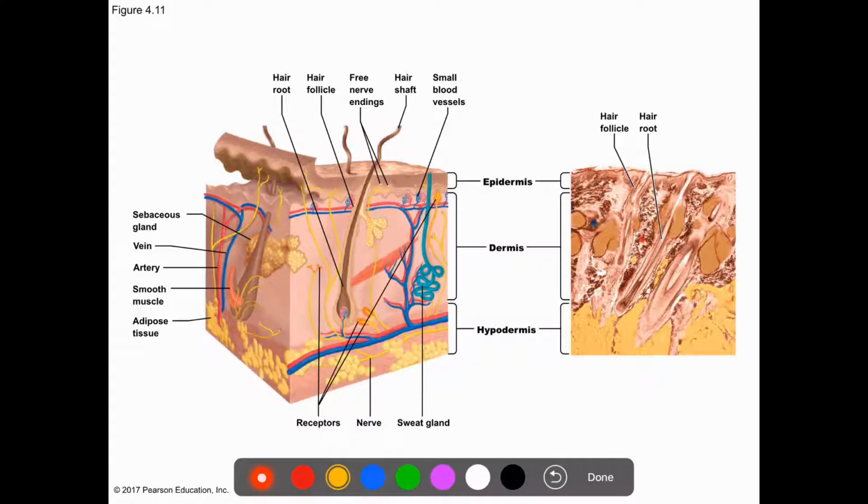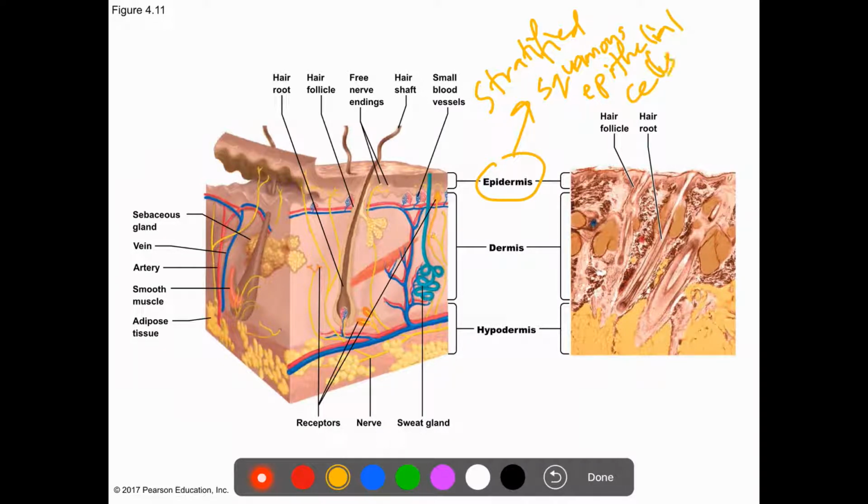So what do we have here? For the outer layer, which is the epidermis, here we have stratified squamous epithelial cells. There are no blood vessels. And here we have two major types of cells. We are going to see them in the next slides.